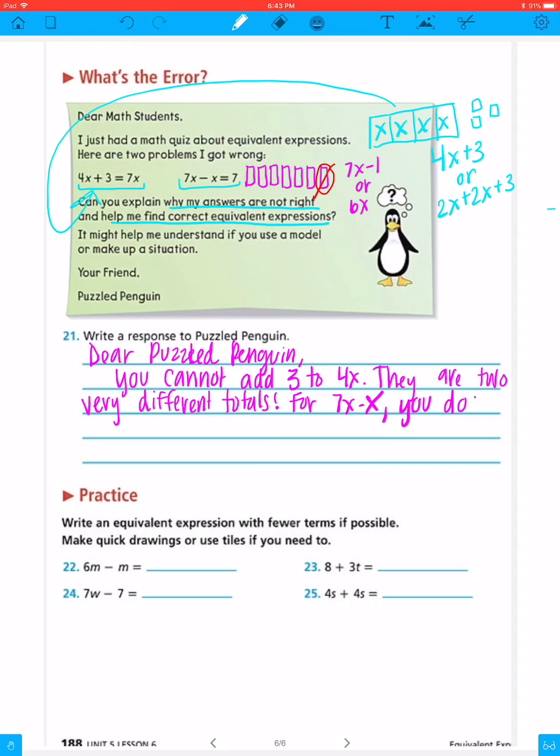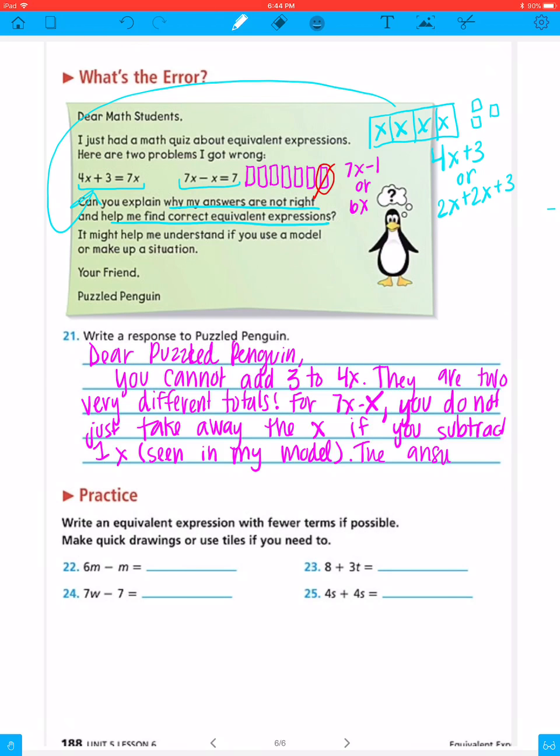And then for 7x minus x, you can't just subtract the x. That x is a variable. It could be 1, it could be 2, it could be 4, it could be 28. Right? You don't just take the x away. It would actually leave me with just 1 less x in general. So, although Puzzled Penguin, he's our friend, and I support him, sometimes he doesn't attend to precision, right? So I'm going to write on here, seen in my model, so you can look at my model and go, oh man, I really need to figure that out.